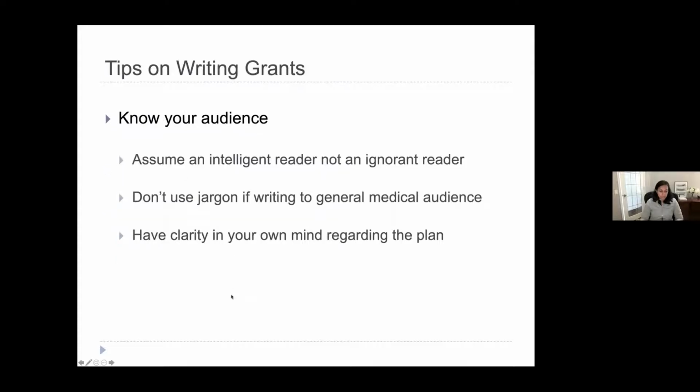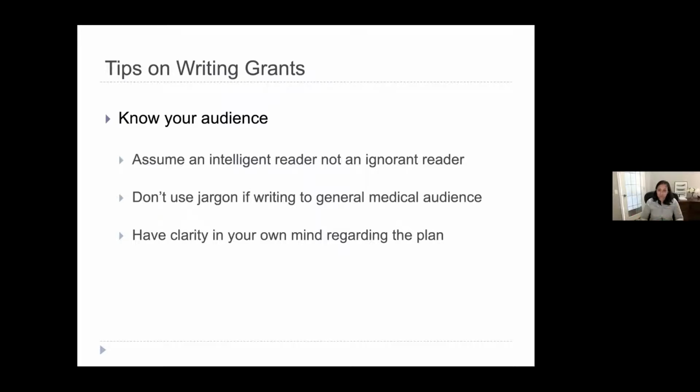So now I'm going to shift to tips on writing grants. We have about 20 to 25 minutes, then we'll take a few minutes break, and then we'll regroup with our sample writing. You can call my session general writing tips, and it's going to be the same for every type of scientific writing.